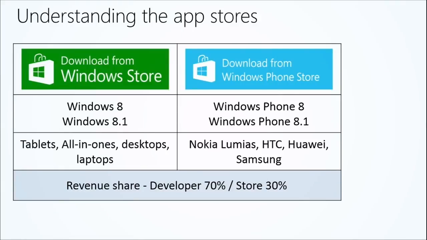So let's try to understand the way that the app stores are broken down here. We do have two stores right now. We've got the Windows Store, and this applies to devices running Windows 8 and Windows 8.1. That includes the Windows RT devices like the Surface RT tablet and the Nokia 2520, the Nokia RT tablet. It also covers the tablets, all-in-ones, desktops, and laptops that are running Windows 8 and Windows 8.1. So we've got a pretty broad spectrum there. Pretty much any PC or tablet running Windows 8 and above. That's how you're going to get your apps onto those platforms.